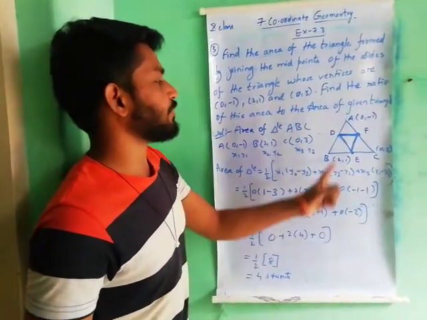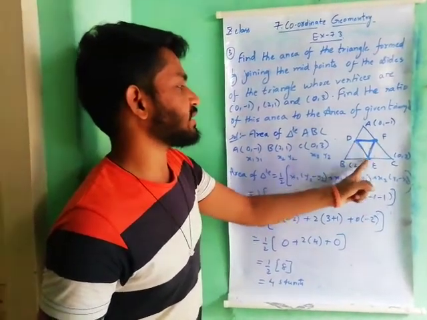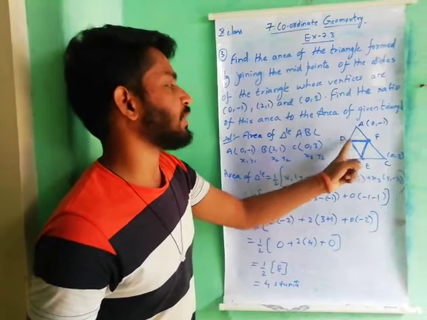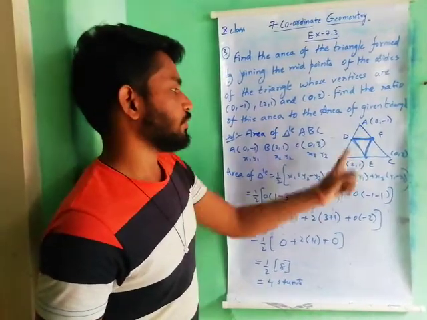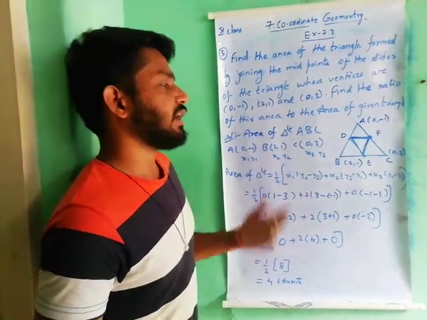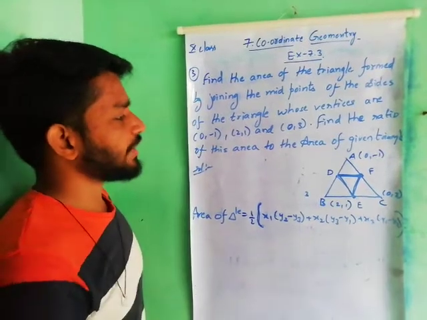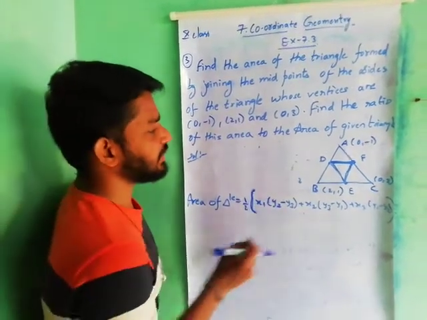Next step, we have to find out the area of the small triangle DEF. This triangle is formed by joining the midpoints of this triangle. So now we have to find out the area of this small triangle. Finally we have to find out the ratio. So now we find out the area of DEF.